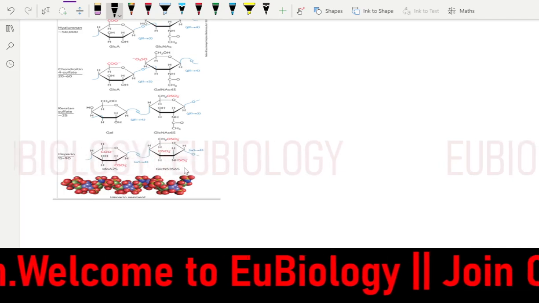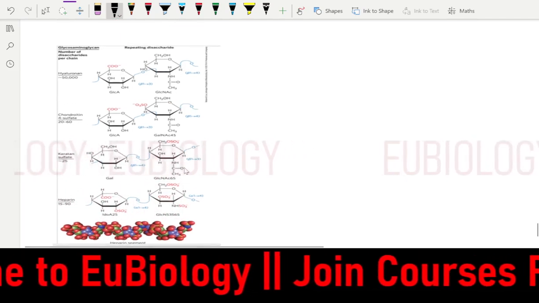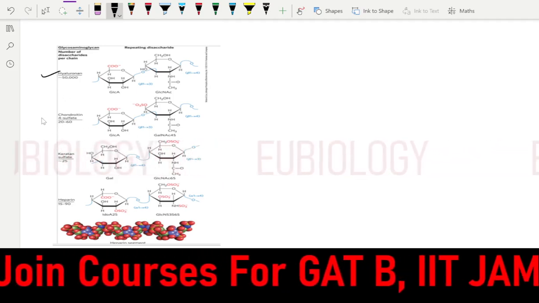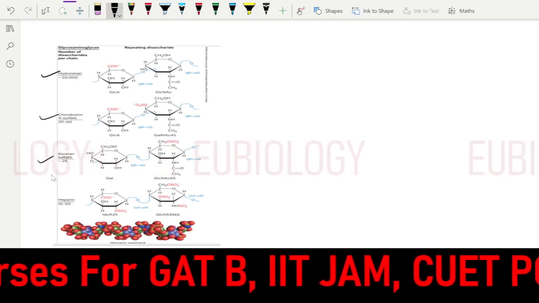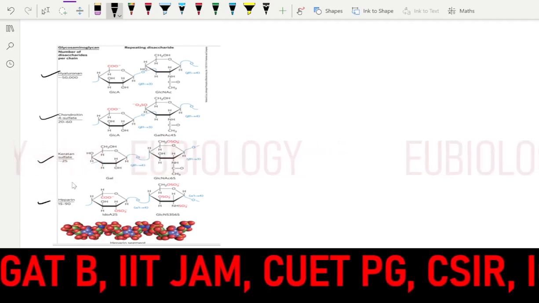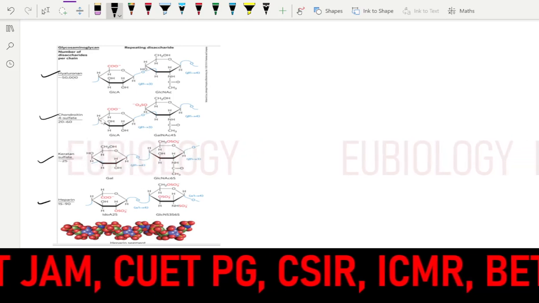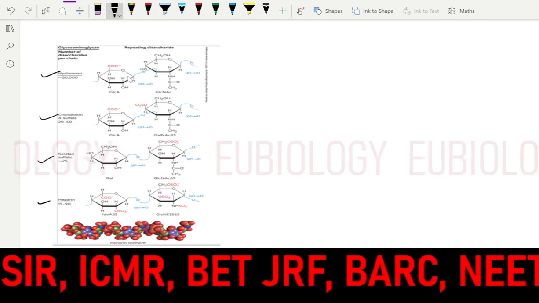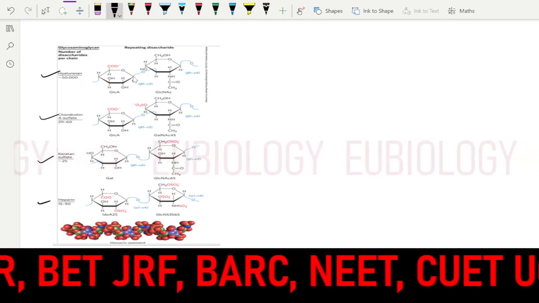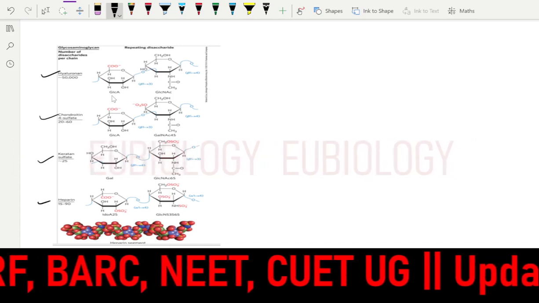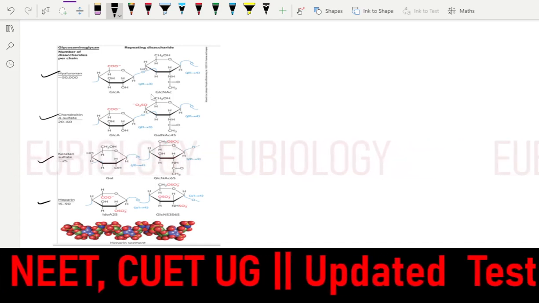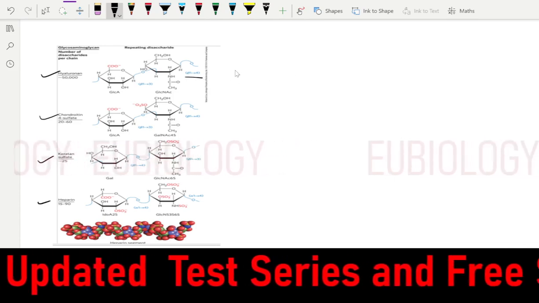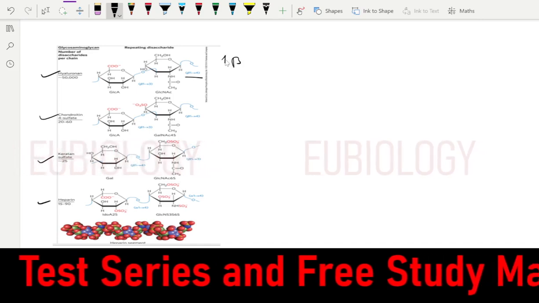So if the sulfate binds with the GAG, it will form a different type of structure. Either it will form the hyaluron, or the chondroitin, or the keratin, or the heparin. So we are going to read all these four. So hyaluronan is a simple sugar which is glucuronic acid and N-acetyl glucosamine.